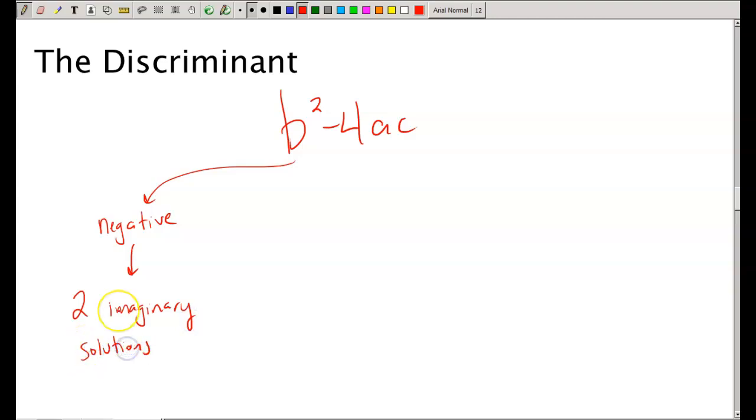And again, by imaginary, we're talking about what we talked about in 4.6, the imaginary numbers. We're going to have something with i in it. We're basically going to have the square root of a negative number.